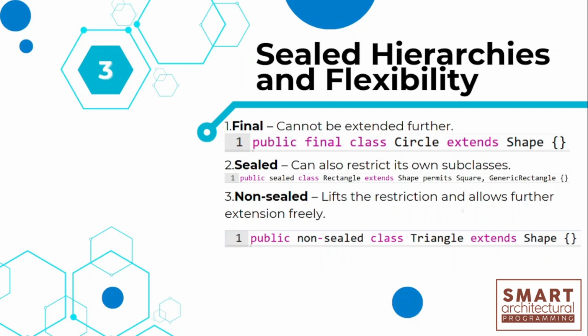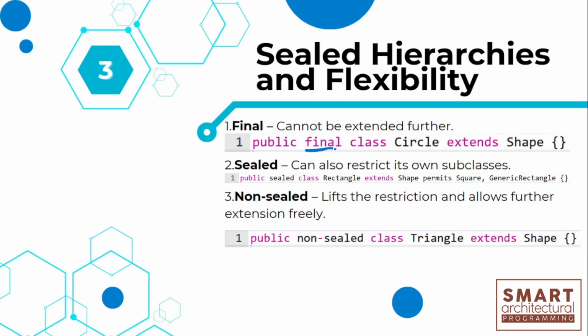This is where things get interesting. You have 3 options for your subclasses. Final cannot be extended further. I think we talked about this. You can have a final class that extends Shape, but it does not allow any further inheritance from that subclass. That's something we covered in the previous video.